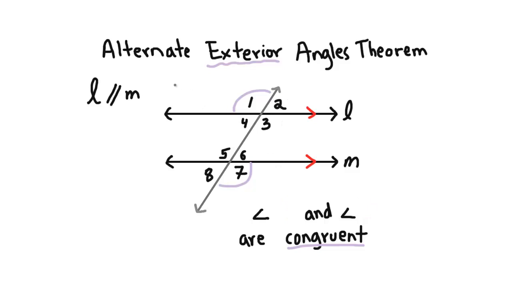So the other two alternate exterior angles are 2 and 8. So this means that angle 2 and angle 8 are congruent because of the alternate exterior angles theorem. And we're done. And we are happy.